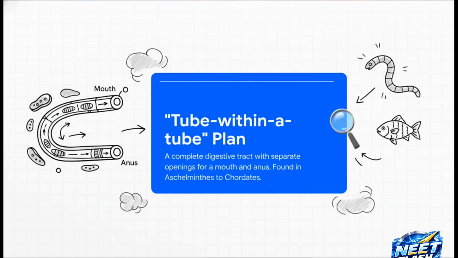And last but not least, a huge upgrade to the plumbing system. The tube within a tube body plan introduces a complete digestive tract, with a separate mouth for food to come in and an anus for waste to go out. This one-way street is incredibly efficient. It allows for continuous eating and the evolution of specialized sections for different parts of digestion.